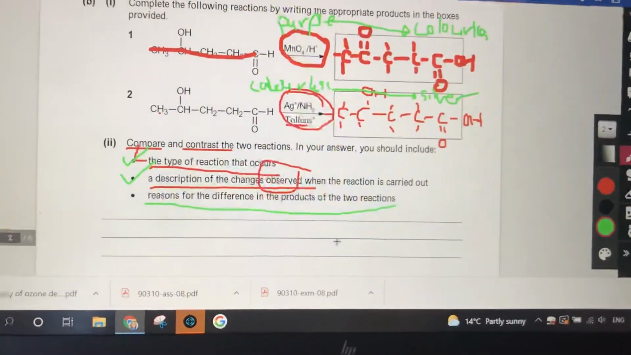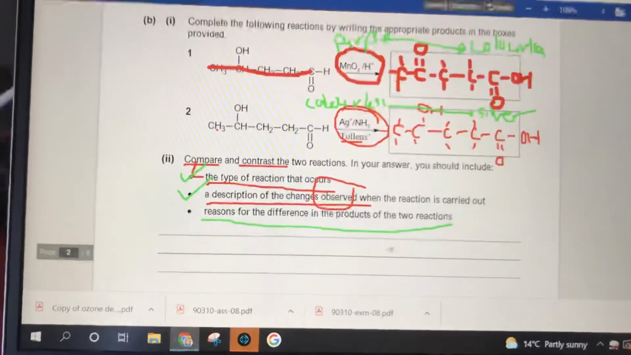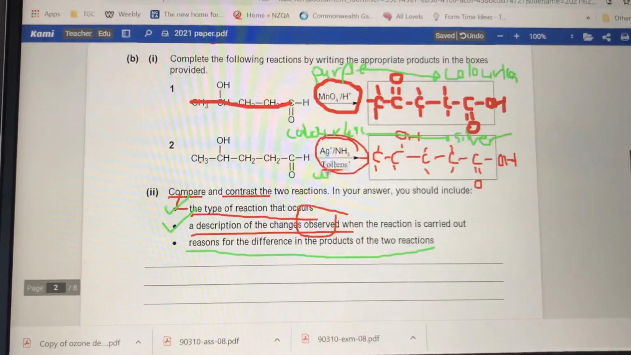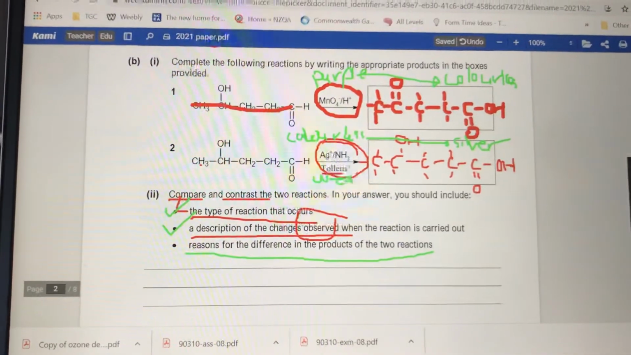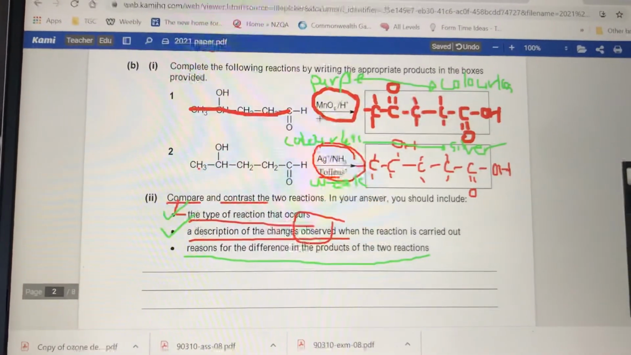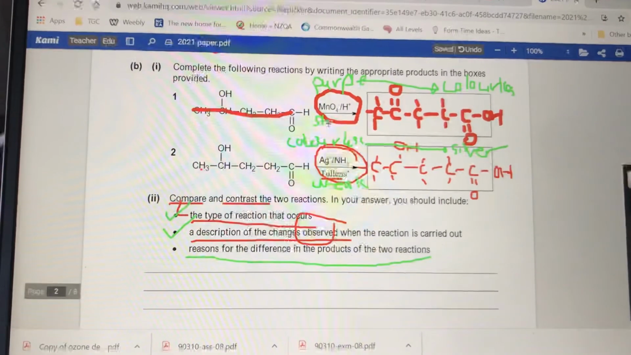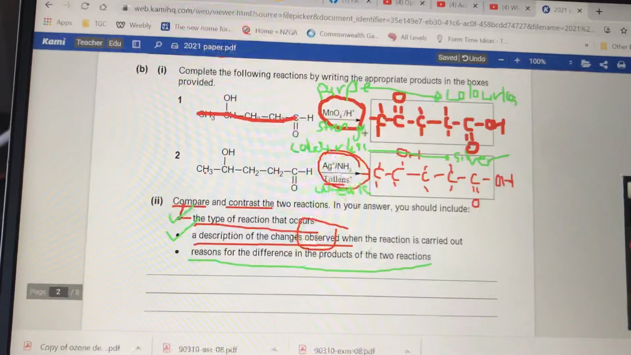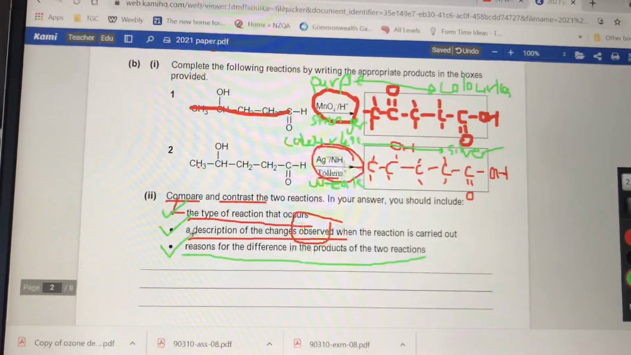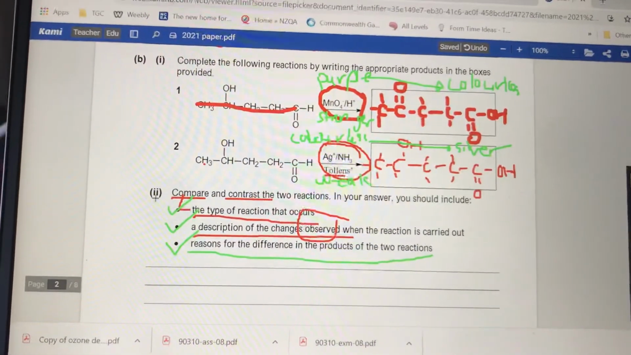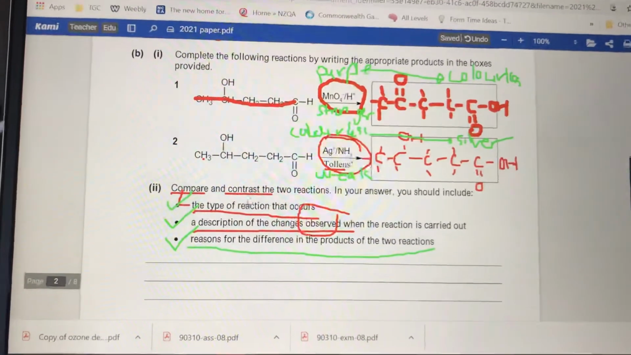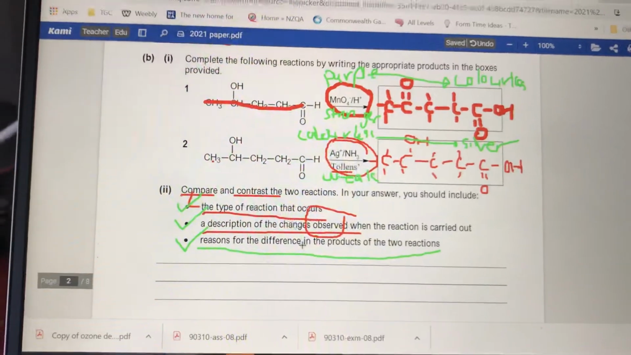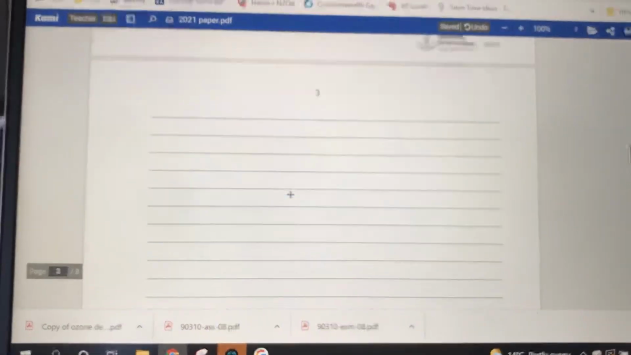Reasons for the difference in the products. So I've explained that as I went through, and that is that this is a weak oxidant and will only oxidize aldehyde, whereas this is a stronger oxidant. So therefore, this will oxidize alcohols and aldehydes. Okay, so in both, this one, whereas that one. So one compare and 2 contrasts. So that's the end of that one.